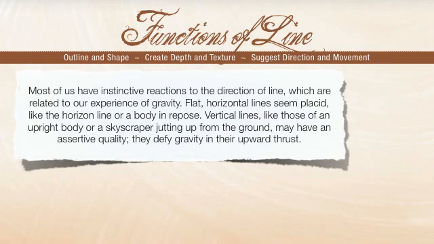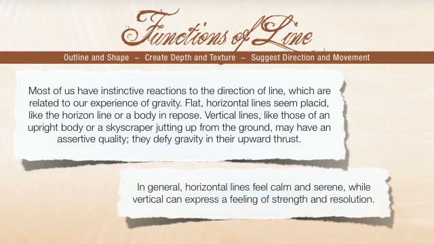Flat, horizontal lines seem placid, like the horizon line, or a body in repose. Vertical lines, like those of an upright body or a skyscraper jutting up from the ground, may have an assertive quality. They defy gravity in their upward thrust. In general, horizontal lines feel calm and serene, while vertical lines can express a feeling of strength and resolution.